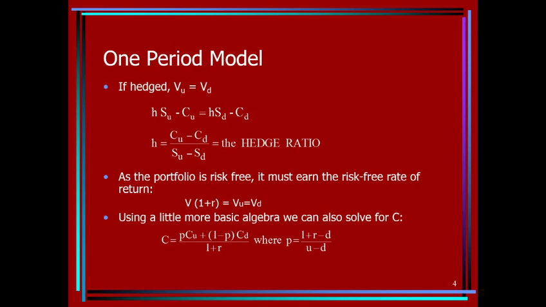And solving further for C gives you this formula here for a call under the binomial model. So a call is given by PCU, where P is the probability of an upward movement, and 1 minus P is the downward movement. CU and CD are, of course, the value of a call if it goes up or goes down. So the value of a call is equal to PCU plus 1 minus P CD, discounted to the present moment.